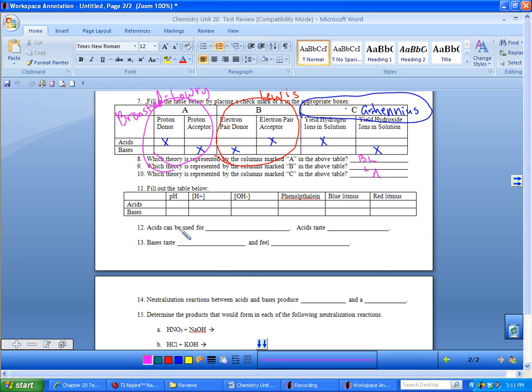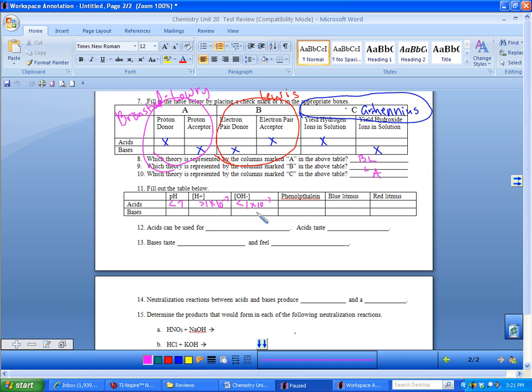Fill out the table below. Acids have a pH that is less than 7. And an H plus concentration that is greater than 1 times 10 to the minus 7. Okay, so the OH minus concentration, I think that's where I was before I hit the pause button. Sorry, having a little brain issues here. So the OH minus concentration is going to be less than 1 times 10 to the minus 7.